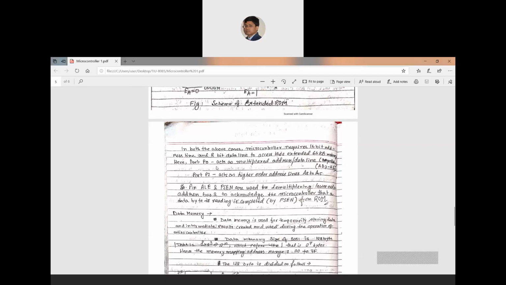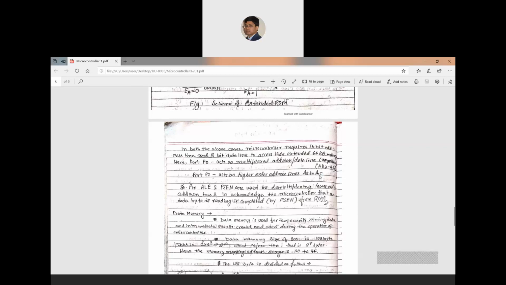From where am I getting those 16 pins? I am getting them from port 0 and port 2. In port 0, I am getting the multiplexed address cum data lines, just similar to the 8085, AD7 to AD0, and from port 2 I am getting the higher order address lines, that is A8 to A15. So this is also important.